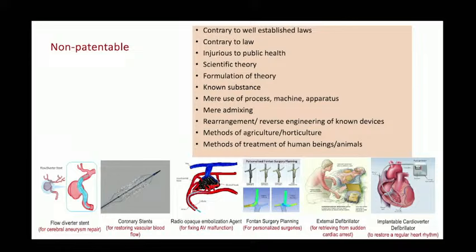Other devices which have been made are flow diverter stents, coronary stents, and a radio opaque embolic agent which does not use any metal. This has been made in Sri Chitra. Then many fluid flow dynamic studies have been done. An external defibrillator has been made and translated. These are all translated products. The really copyrighted products I'm not talking about. An implantable cardioverter defibrillator has been made.